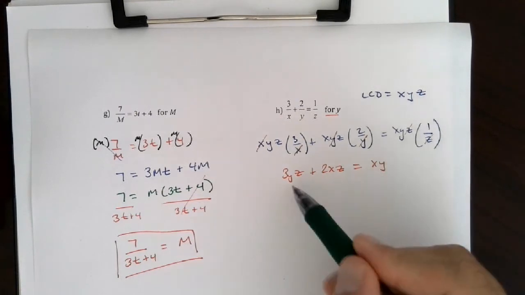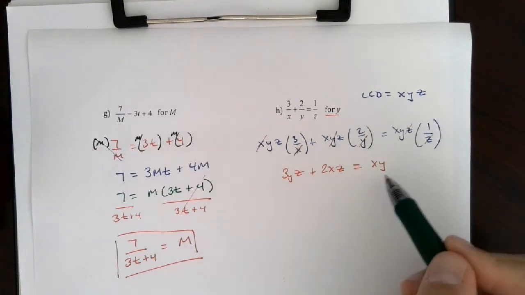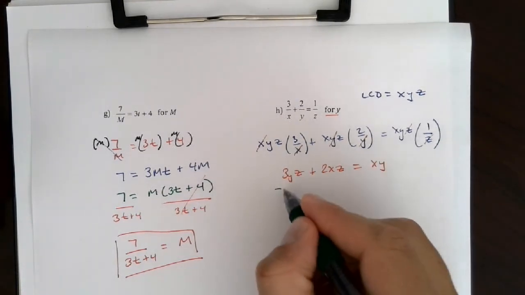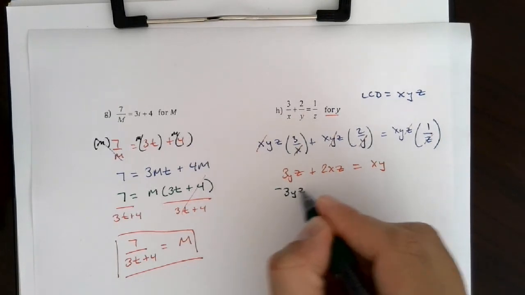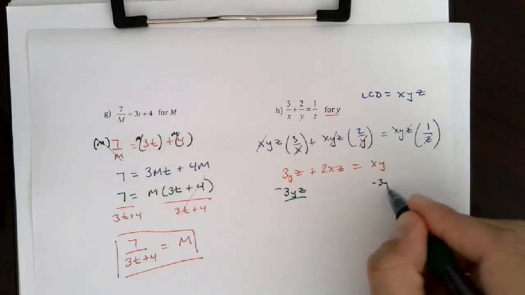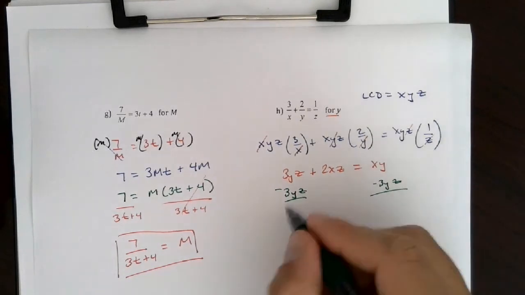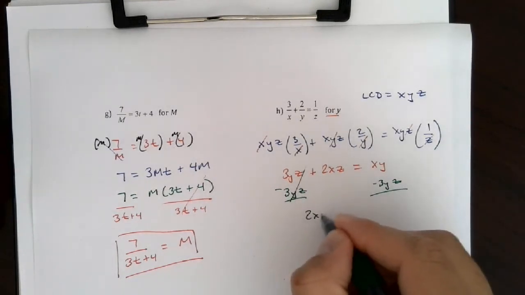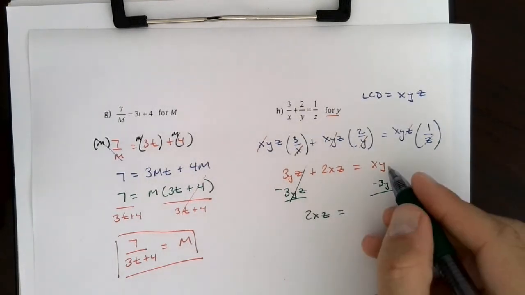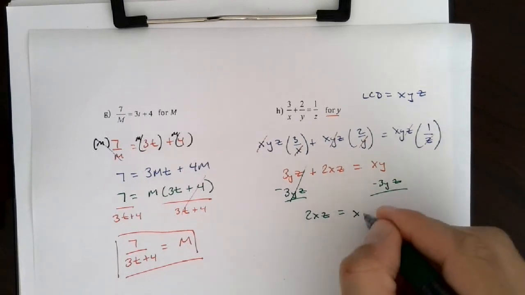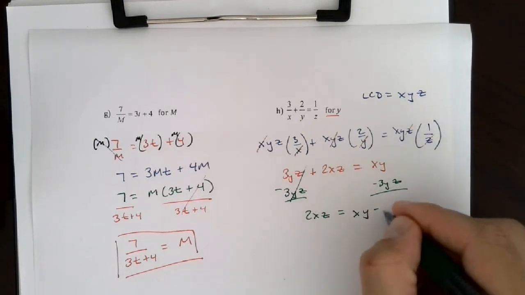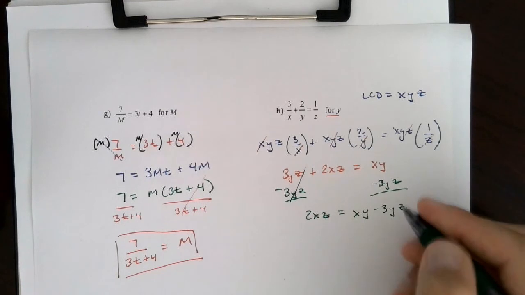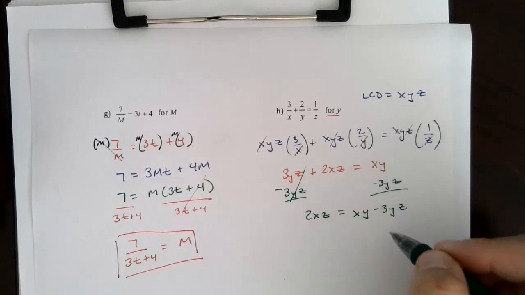This already has a y on this side, so I'm going to move this term with the y in it to the other side to join it. So this is positive, so to move it over, I subtract 3yz, subtract 3yz. These cancel, and I'm left with 2xz equals here xy minus 3yz. I'm just going to write next to each other. So xy minus 3yz, be consistent with the sign. Xy was positive, negative 3yz was negative.